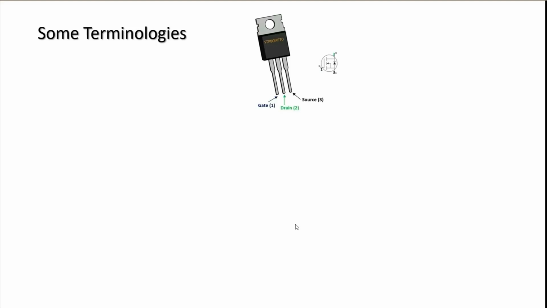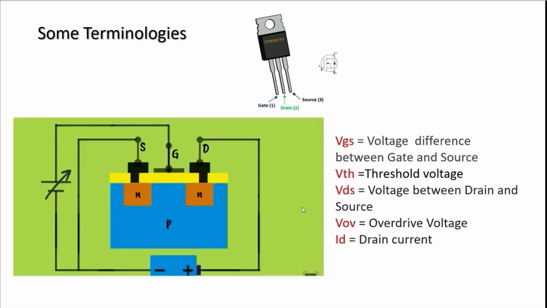For describing its operation, we need some terms. VGS is the voltage difference applied between gate and the source. VDS is the voltage difference applied between drain and the source. VTH is the threshold voltage. It is the voltage at which the inversion layer forms. VOV is the overdrive voltage. We will look into that later.